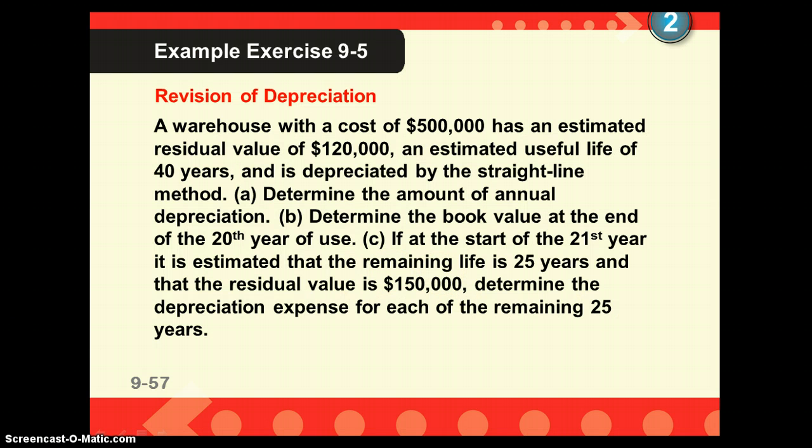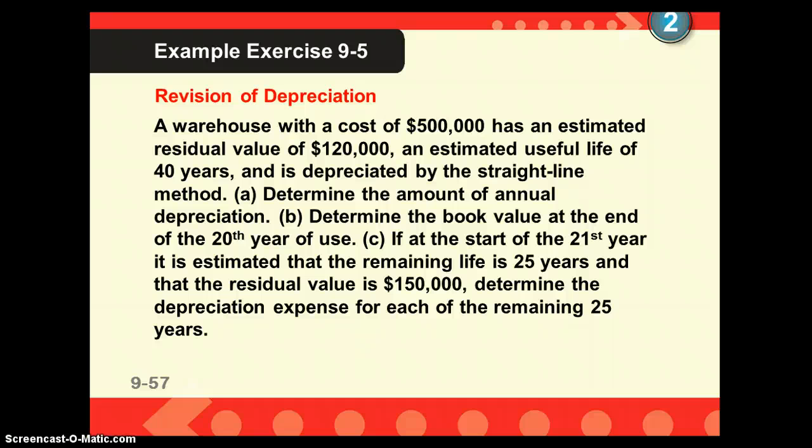So let's take a look at an example for a revision of depreciation. A warehouse with a cost of $500,000 has an estimated residual value of $120,000. So when you think about our depreciable value, it's the difference between those two numbers. It has an estimated useful life of 40 years, and we're using the straight line method. So you have to first figure out how much annual depreciation, then the book value after the 20th year of use, so halfway through the use of it. And then at the start of the 21st year, it is estimated that the remaining life is 25 years, so we've added an additional 5 years to our life, and that the residual value changes to $150,000. You're going to determine depreciation expense for each of the remaining 25 years.